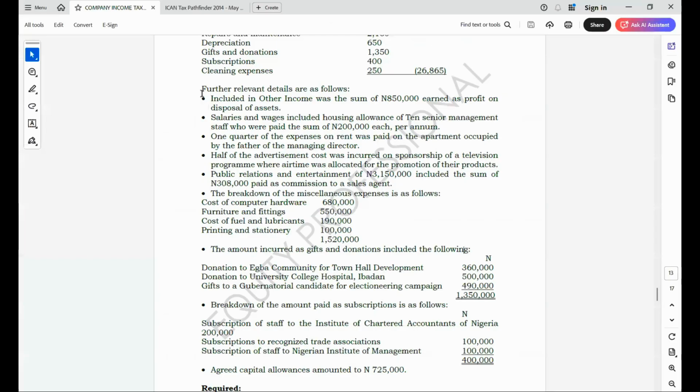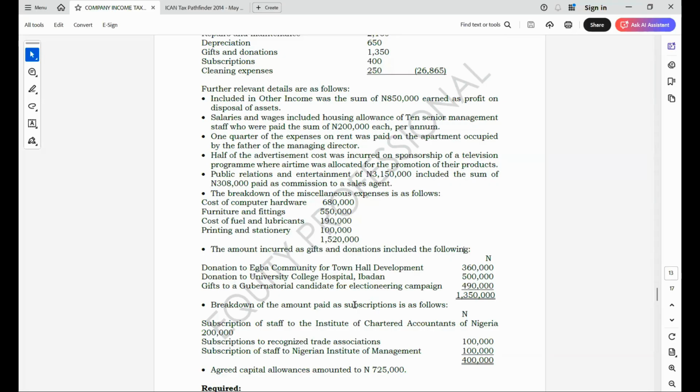Then we also have the breakdown of amount paid as subscription of staff to Institute of Chartered Accountants of Nigeria. Is that allowable? Allowed. ICAN, yes, it is allowed because ICAN is a recognized professional body. Subscription to recognized trade association. Is it allowed? Yes, it is allowed. This company is engaged in trading activities, so they belong to associations that govern their business.